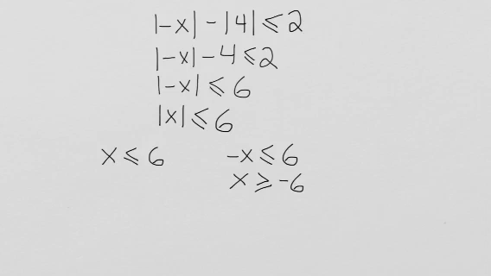So now that we have x's for both equations, we can combine them into a single inequality. So we have x is greater than or equal to -6 from the right-hand side, but it's less than or equal to 6 from the left-hand side. This is the same as a closed interval from -6 to 6.